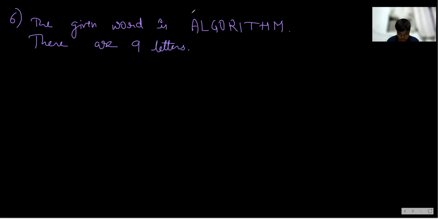Now see students, the question says determine the number of arrangements of letters of the word algorithm. You have to find the number of arrangements in which these letters can be arranged. Now after that they are giving some conditions. The first one is: A, if vowels are always together; B, if no two vowels are together; C, consonants are at even positions; D, O is the first and T is the last letter.